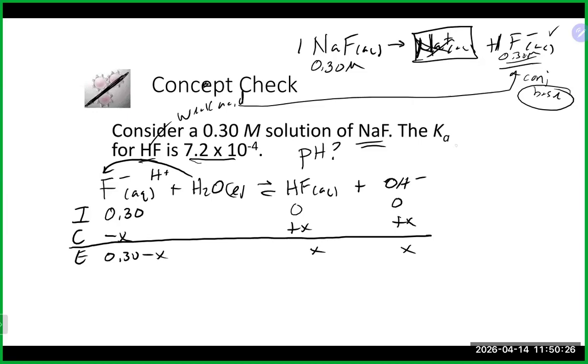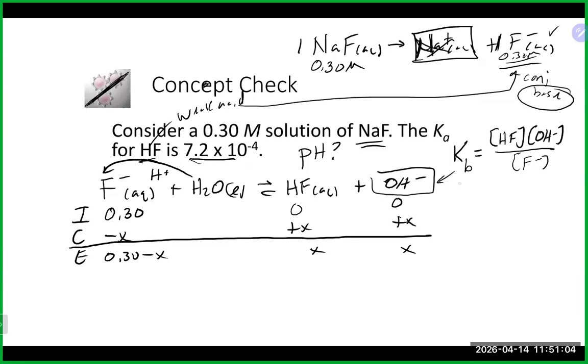This is going to go into my K expression here, which would be my HF, my OH minus, and that's going to be divided by my F minus. By the way, this is a K, A, B, C, D, E, F, G. What do I see over here? I see hydroxide, right? Which tells me before I even do the calculation, my answer should be basic, right? And because it's hydroxide, I should be using a Kb.